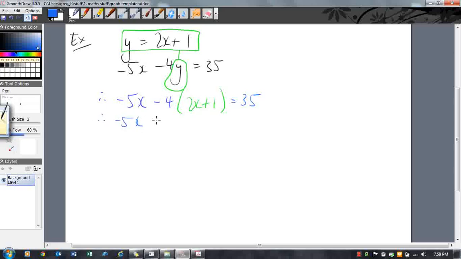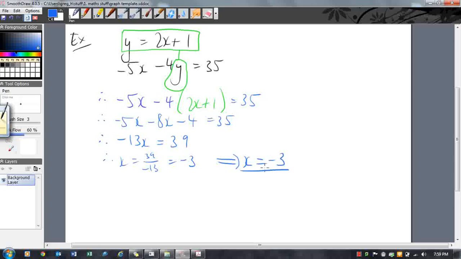-5x, expand this, -4 times 2x, -8x. -4 times +1, -4 is equal to 35. Now I'll just flip everything around and solve it. -5x minus 8x is -13x is equal to, we're going to add 4 to this side because we're moving the -4 to the other side, so 35 plus 4 is 39. Therefore, x is equal to 39 over -13, which is equal to -3. Great, so x is equal to -3. Awesome, that's what x is equal to.